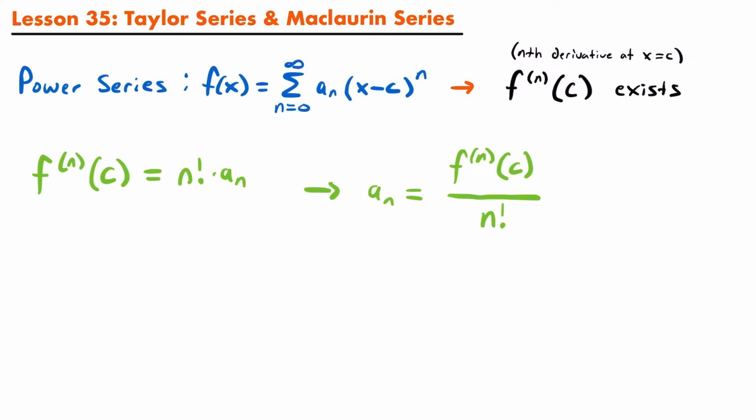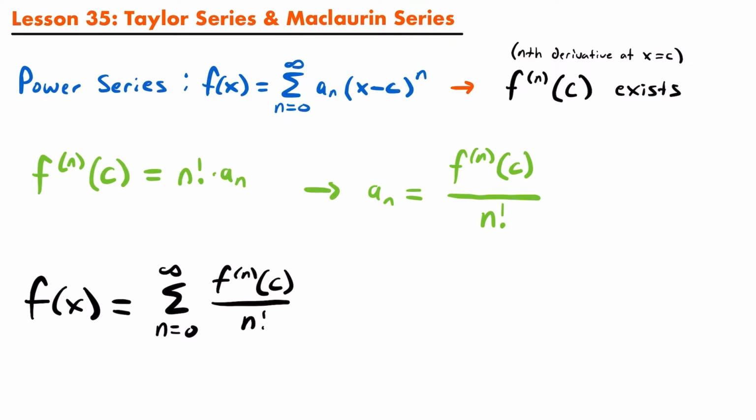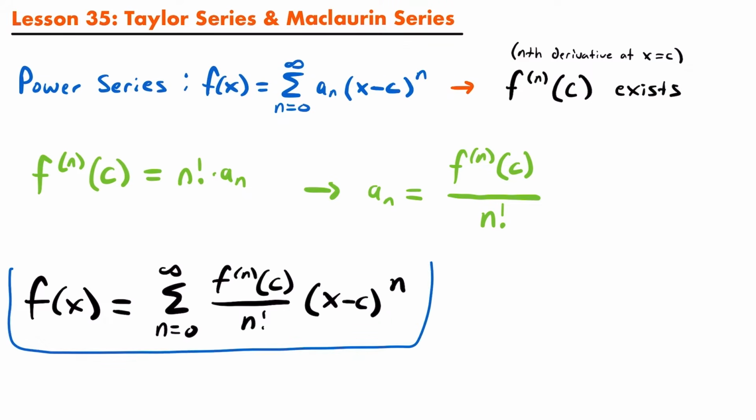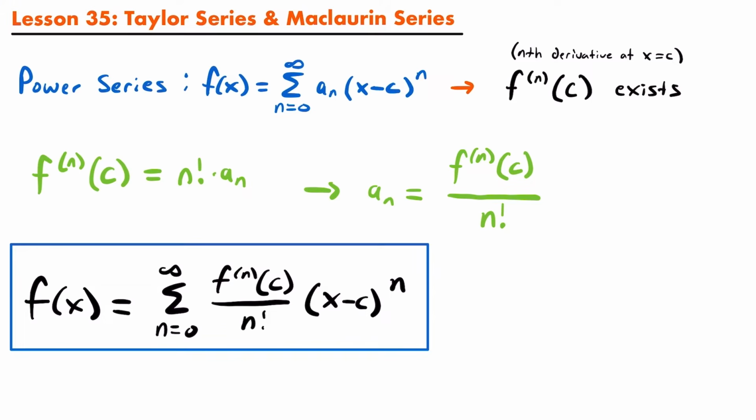And since a sub n is equal to that expression, we could replace a sub n in the general form of a power series with that expression, right? We could say that a power series, f of x, is equal to the sum from n equals 0 to infinity of a sub n, which we're going to replace with this expression. So we'll have the nth derivative evaluated at c divided by n factorial times x minus c to the power of n. And this function right here, or this series, is what we call a Taylor series. Specifically, it's a Taylor series centered at the value of c. All right, and so that is what a Taylor series is. This is what a Taylor series looks like that is centered at c.